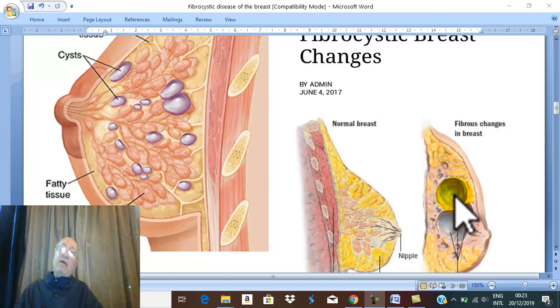Cases with atypical hyperplasia should be instructed to perform regular self-examination and regular follow-up to detect any malignancy if it occurs. Very, very rarely, cases with severe symptoms or suspicious malignancy or large cyst, excision biopsy such as lumpectomy and excision biopsy to exclude malignancy. This is fibrocystic disease of the breast.